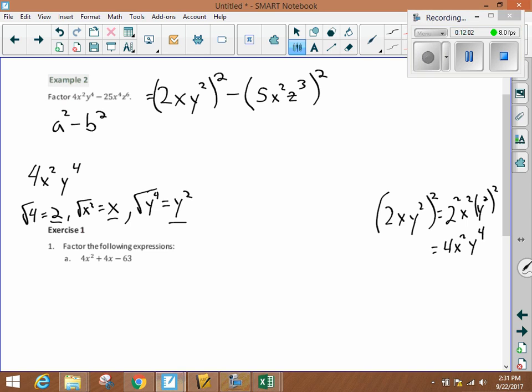Very well. So now that I know what A and B are, I can write it as the difference of squares. So this will be 2xy squared minus 5x squared z cubed times 2xy squared minus 5x squared z cubed. And there it is, it has been factored.